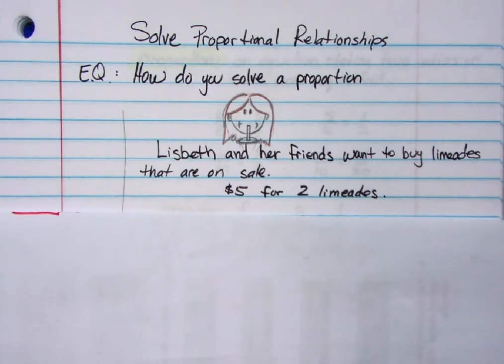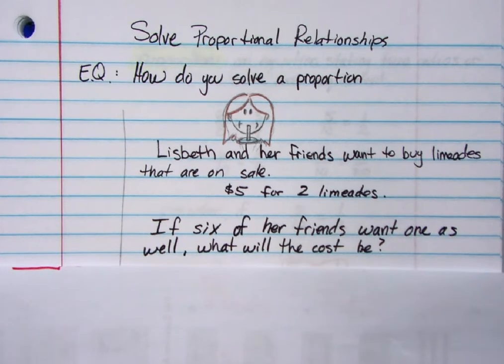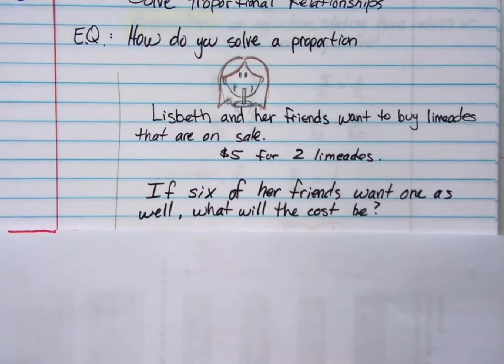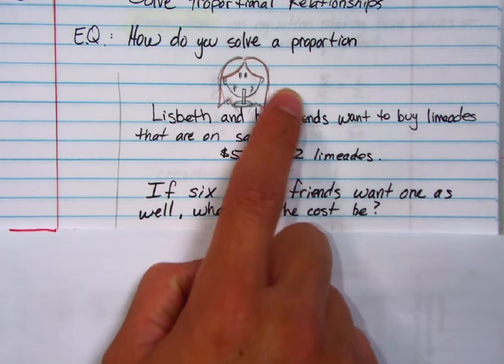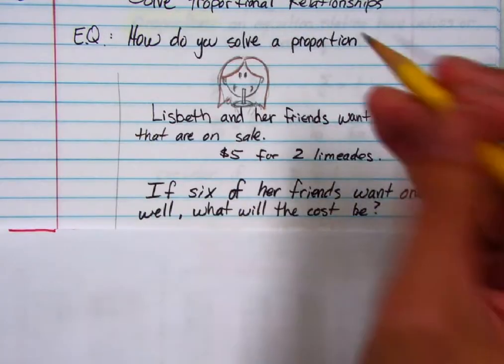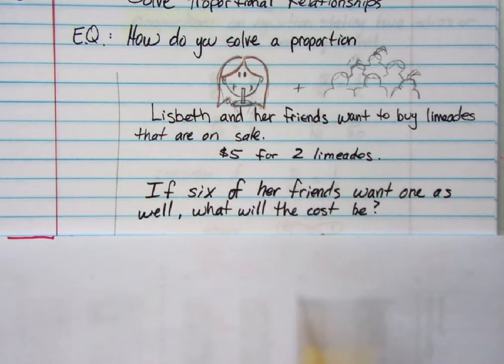So Elizabeth and her friends want to buy some limeades that are on sale. Oh, that sounds good. $5 for 2 limeades. Okay. Problem is, if 6 of her friends want one as well, what would the cost be? So now we have to think of it as her plus 6 more people, right? Let's just draw that real quick. All right, so there you go. You've got 6 more friends.